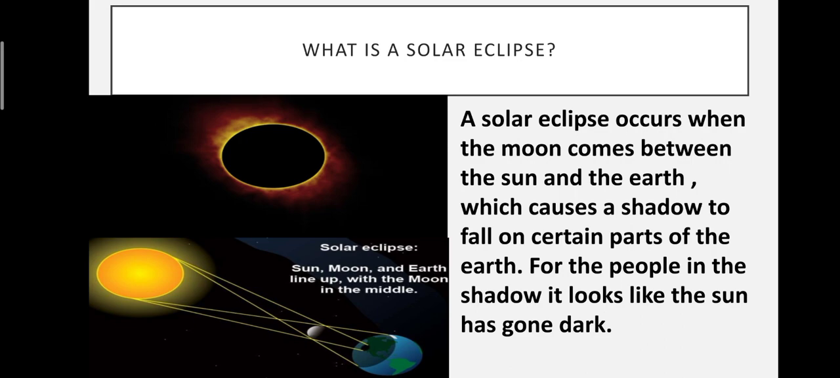So can you see the two pictures? The above picture is a picture of a solar eclipse. The sun looks dark, isn't it? And the bottom picture is a diagram actually showing the sun, the moon and the earth in a straight line. They are aligned in a straight line and the moon is between the sun and the earth. So can you see a shadow is cast on the earth, and people from that part of the earth will not be able to see the bright sun. For them, the sun will look a little darker.